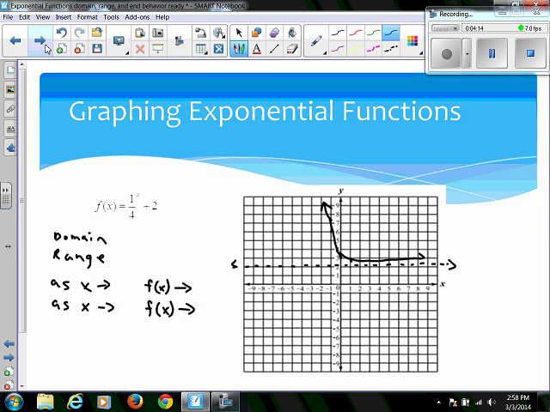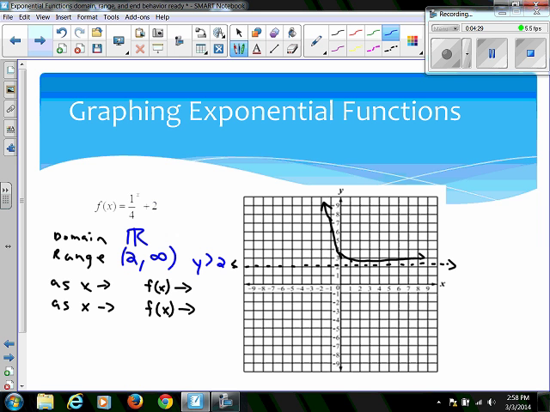All reals again for domain, it goes left and right forever. Range goes down to 2, up to infinity. Or we could say y is greater than 2.